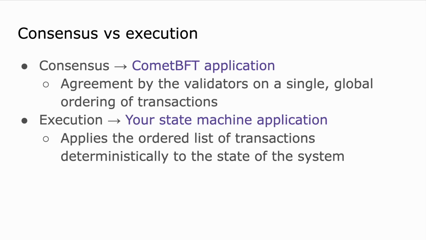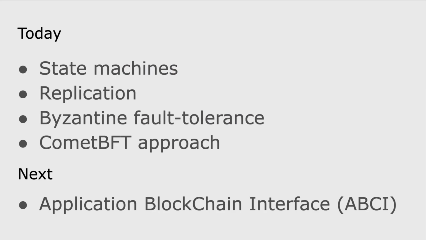The consensus part is handled by CometBFT, and the execution engine you write. That's your state machine application. The consensus engine only cares about ordering and finality, and doesn't care about what the transactions actually are, whereas your state machine application defines the rules of the state machine. What's a valid transaction? How do the transactions get applied to the state of the system? How are we going to store the state of the system? The two applications, CometBFT and your execution engine, talk to each other over an interface called ABCI. That's what we're going to discuss in the next video, Application Blockchain Interface.